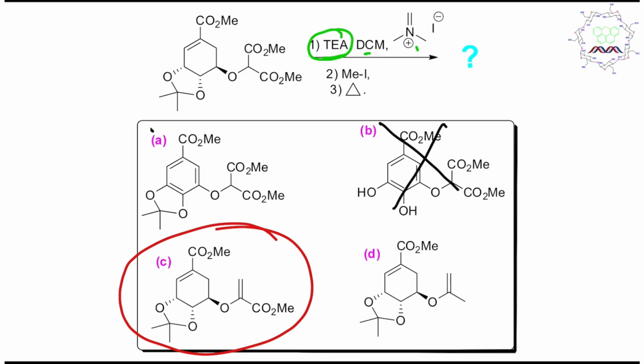Now another thing, option A and D. If you look at this, A is no reaction, but student, reaction will happen, so this is gone. Now option C and D are remaining. Next step is, student, methyl iodide and heat. So methyl iodide means, student, actually this nitrogen will undergo quaternary formation and elimination.